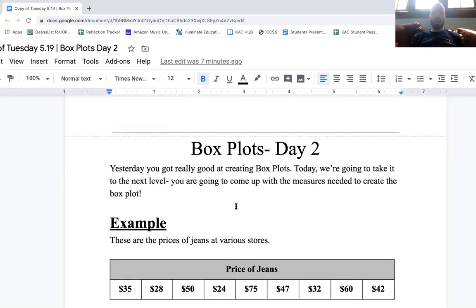Okay, yesterday you got really good at creating box plots. You just practiced over and over and over again. Today we're going to take it to the next level where you're actually going to be coming up with the numbers to create the box plot. So there's fewer things that you have to do today. I think there's only 4 questions where yesterday there were 7, but it's because you have to do some of the thinking work on your own to come up with what numbers go on the box plot and then actually put them on the box plot.